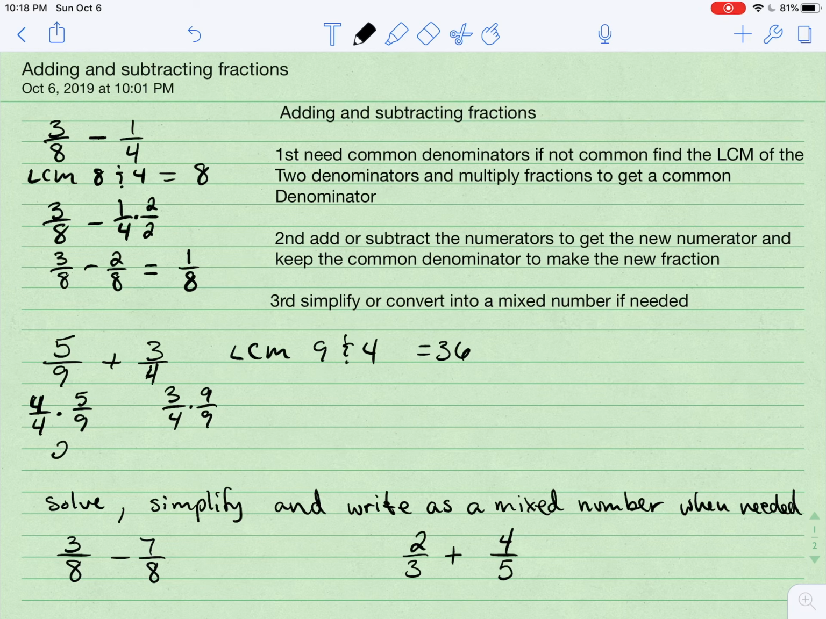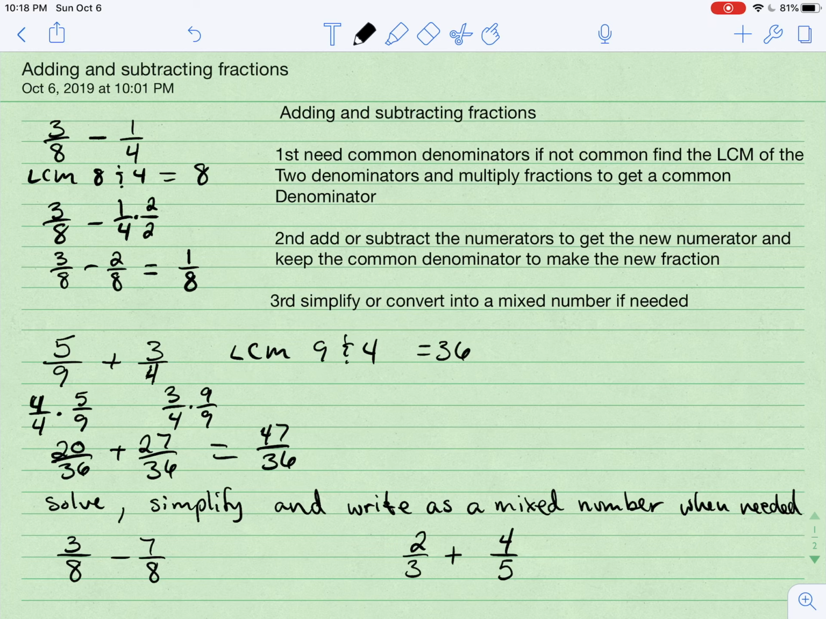So we'll get 20/36 plus 27/36. Okay, so that's going to equal the sum of the numerators, and we'll keep the same denominator. So 20 plus 27 is going to give us 47.